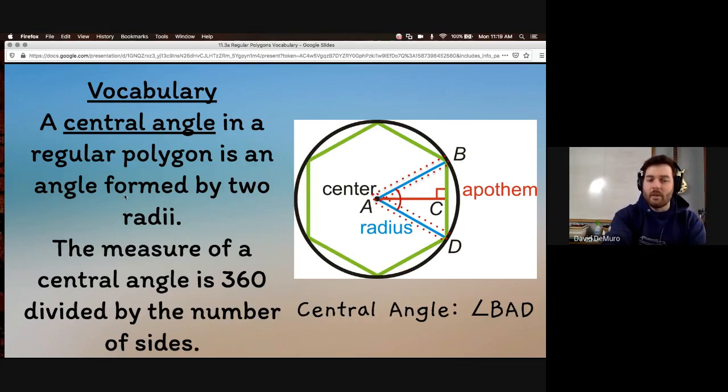There's an important thing to know about how to find the measure of that central angle, and it's pretty simple. The measure of a central angle is just 360 divided by the number of sides.